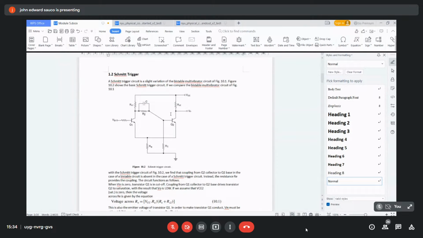Okay, so next, the Schmitt trigger. The Schmitt trigger is a slight variation of the bistable. This is the basic Schmitt trigger circuit. If we compare the bistable circuit to the Schmitt trigger circuit, we find that the coupling from Q2 collector to Q1 base in a bistable circuit is absent. In the case of the Schmitt trigger circuit, instead the resistance RE provides the coupling. The circuit functions as follows.